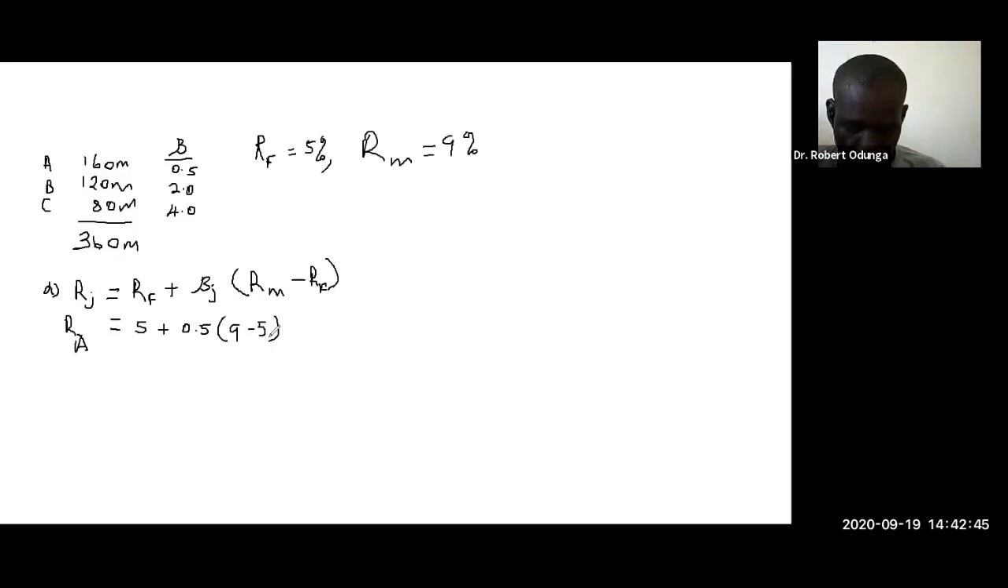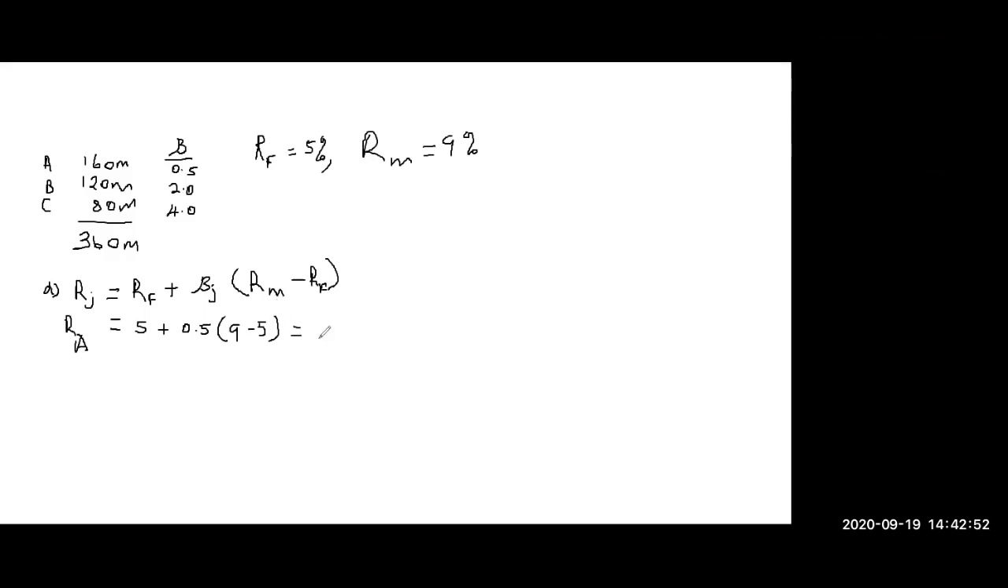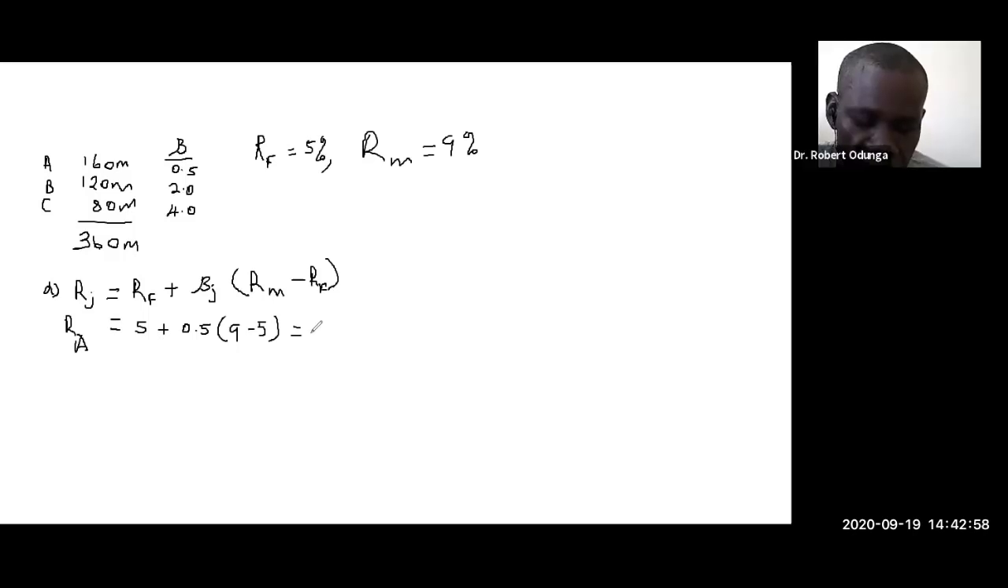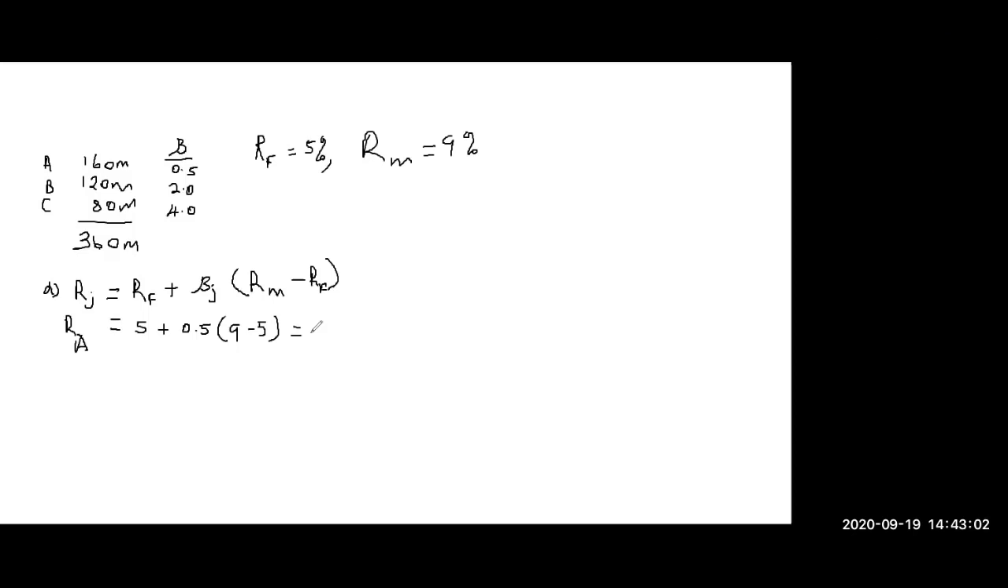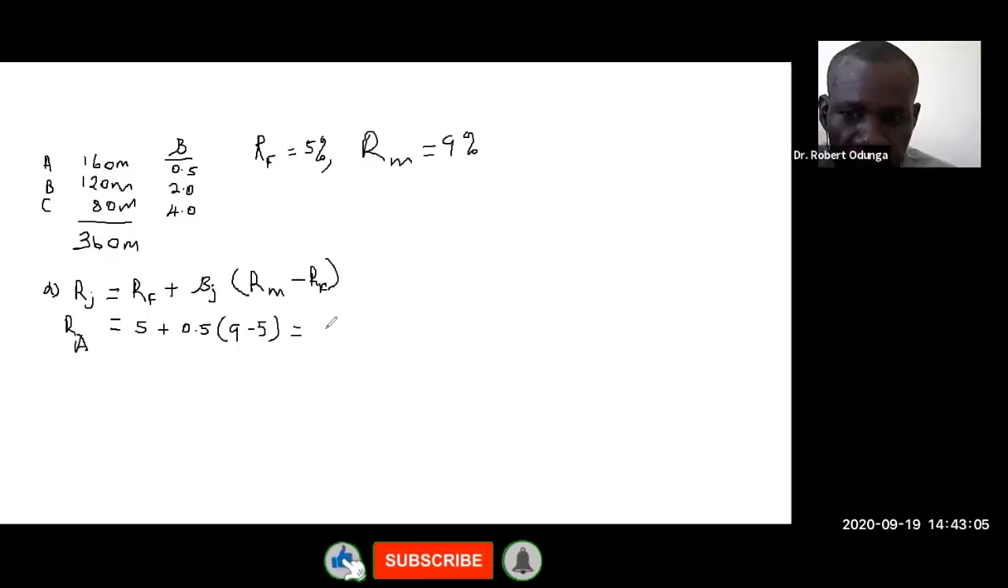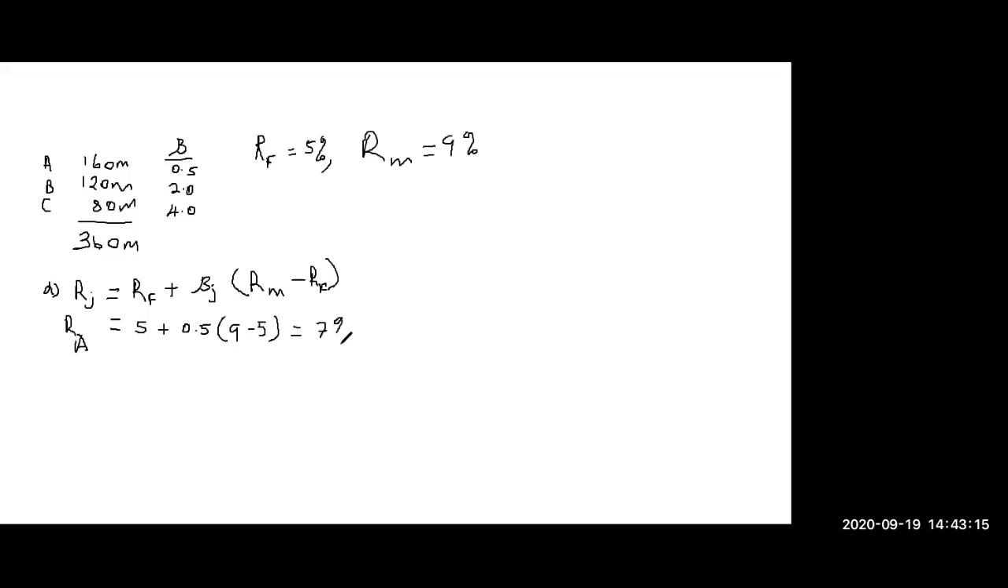What do you get? 9.5%. Any other different answer? How come I'm getting 7%? 7%. Yeah.